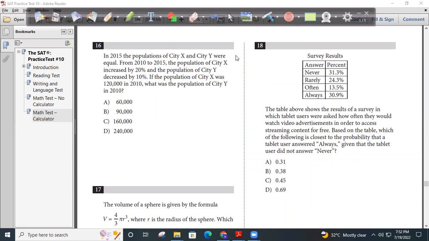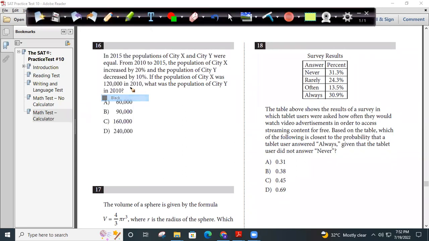Let me read the question and come back here. The table above shows the results of a survey in which table users were asked how often they would watch video advertisements in order to access streaming content for free. Based on the table, which of the following is closest to the probability that the table user answered always, given that the table user did not answer never?